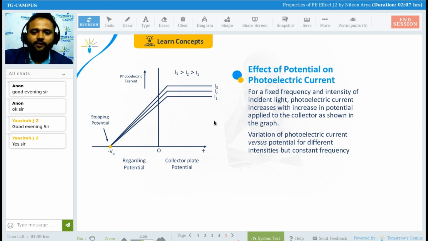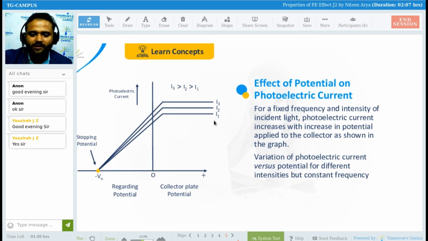Moving ahead, effect of potential on photoelectric current. So potential, or you can say retarding potential basically. Let's discuss what is written over there, and then I am going to explain the graph also. For a fixed frequency and intensity of incident light, photoelectric current increases with increase in potential applied to the conductor, as shown in the graph.